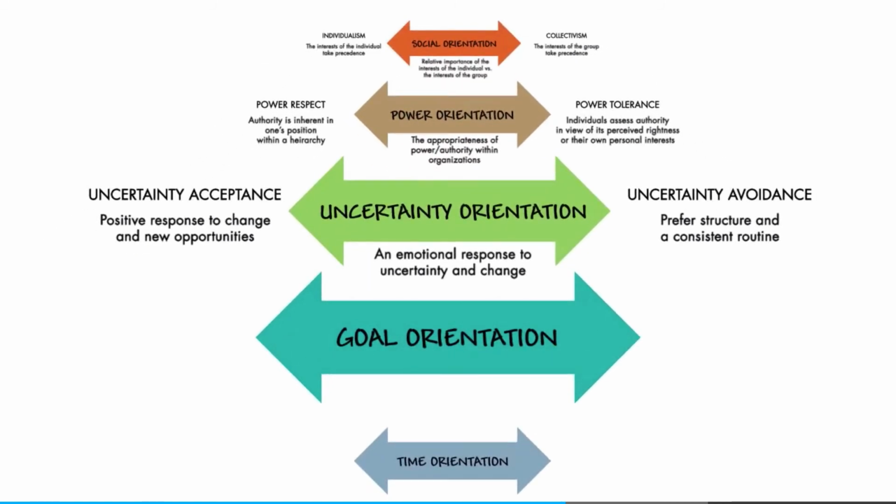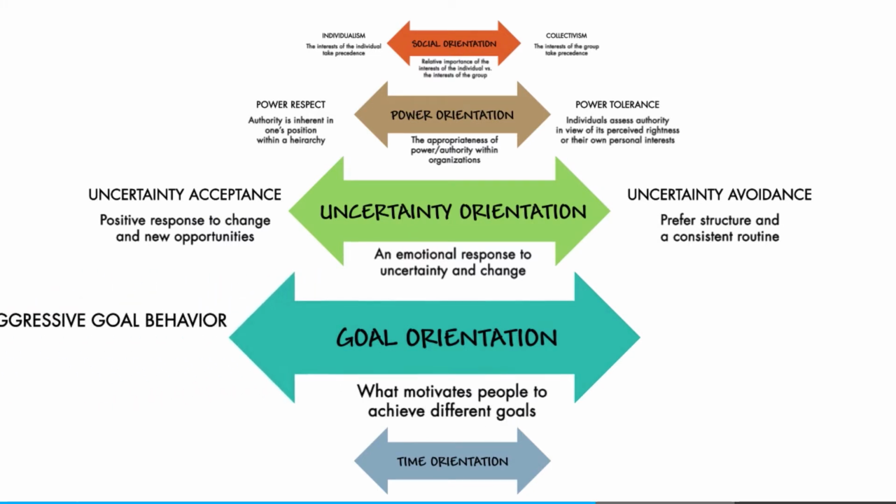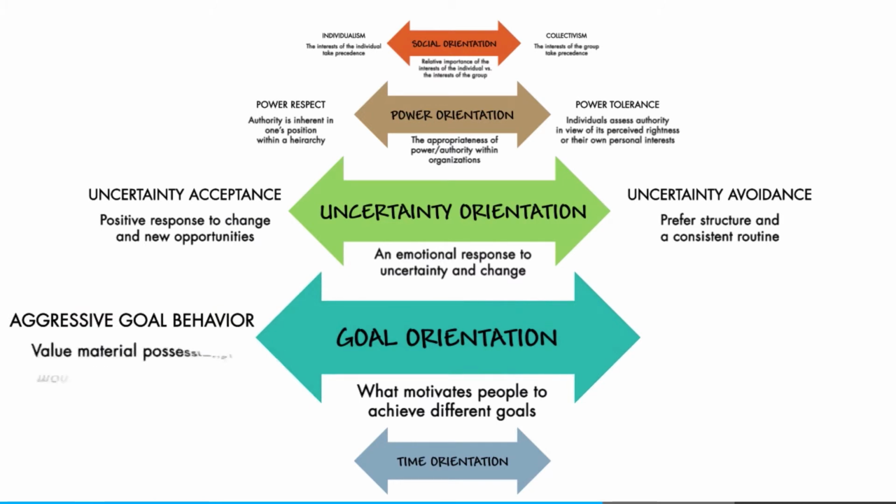The 4th dimension of Hofstede's model is goal orientation, the manner in which people are motivated to work towards goals. At one end of the scale is aggressive goal orientation, where people place a high value on material possessions, money, and assertiveness. As you can imagine, the U.S. as well as Mexico, Italy, and Germany often exhibit moderately aggressive goal behaviors.